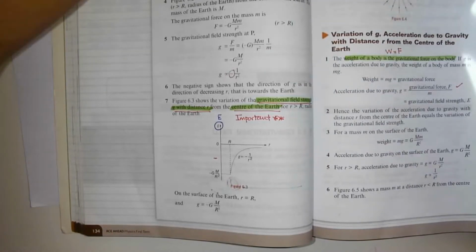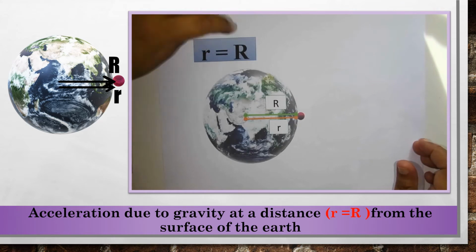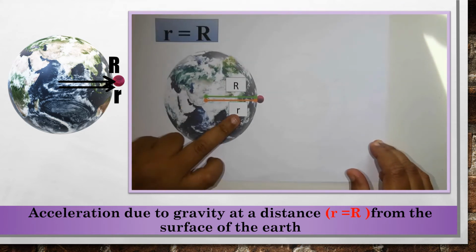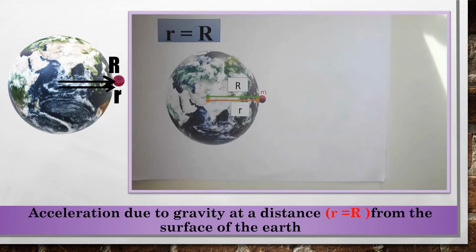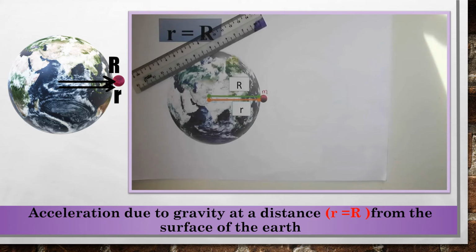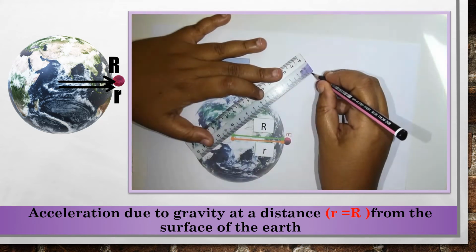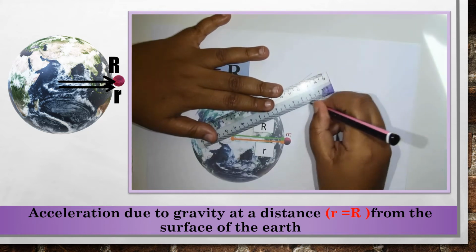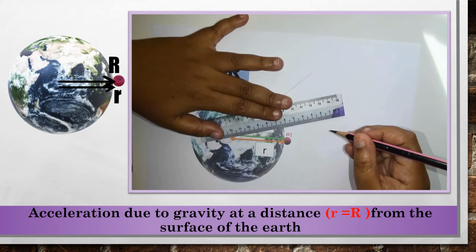Alright, the concept is for R, which is the same as the radius of the earth. So this is the mass m. Now the mass m is at the surface of the earth, which means it is already inside the gravitational field of the earth. So you can visualize the gravitational field of the earth, which is something like this.